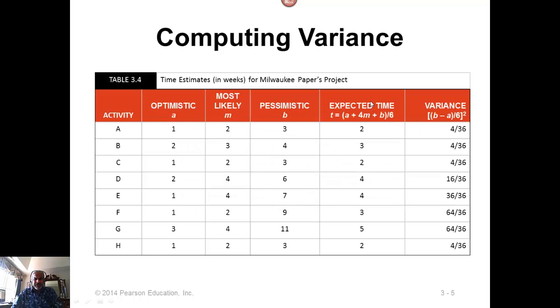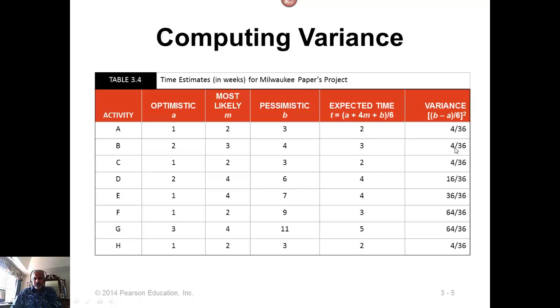Now let's look at an example. This is the same example, the Milwaukee paper project. We have activities going from A through H, and let's assume that these are the optimistic, most likely, and pessimistic estimates that we have come up with. Then using this formula, we can compute the expected time, and using this formula, we compute the variance. Notice here that I'm not dividing by 36 in each case, because that increases the number of divisions, increases the amount of computation, and also reduces accuracy. I'll talk more about it in a little bit.